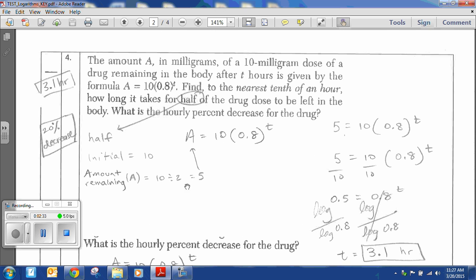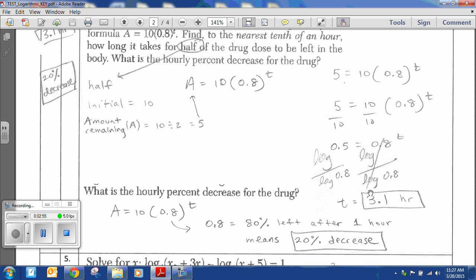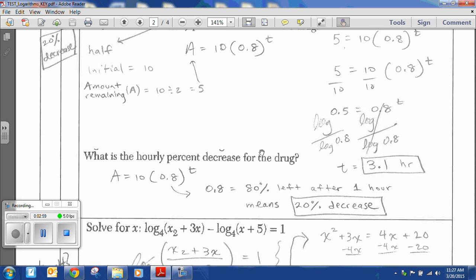Number 4. Find to the nearest tenth of an hour how long it takes for half of the drug dose to be left in the body. So if the initial was 10, then half is 5. So 5 goes in for A, 10 is the original amount which is given to you in the formula. And we're trying to find t, so we divide both sides by 10, take the log of both sides, divide by log 0.08. The answer is 3.1 hours.